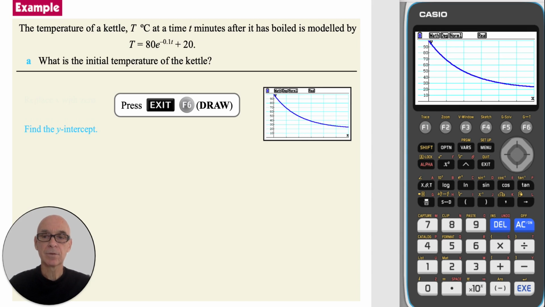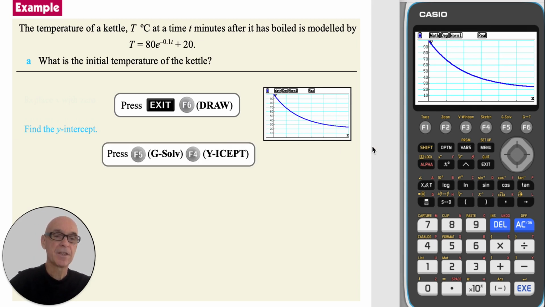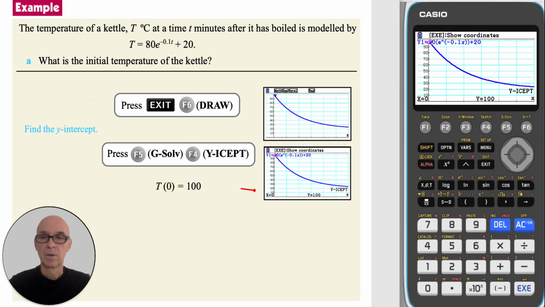The initial temperature is the y-intercept. To find this, press F5, G-solve, and then F4, y-intercept. We see that the value of y, or T in our case, is 100, the same value that we had before. So the initial temperature of the kettle is 100 degrees C.